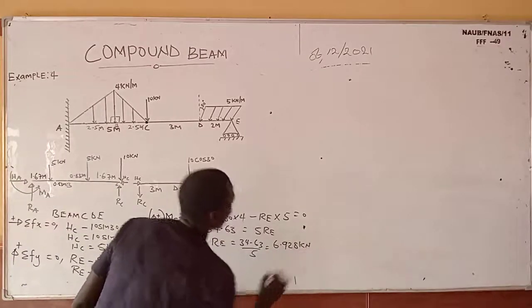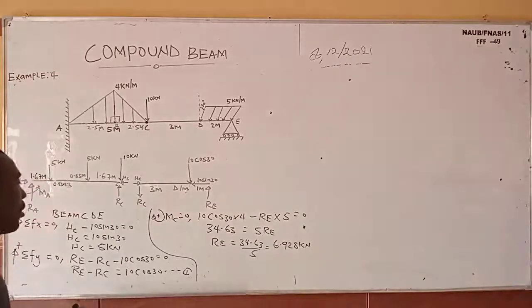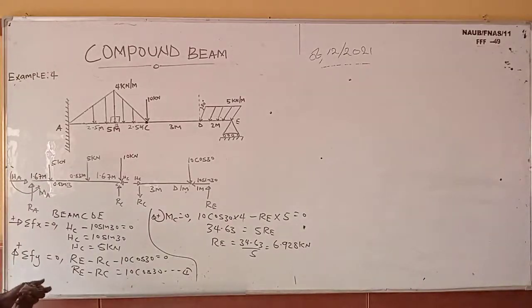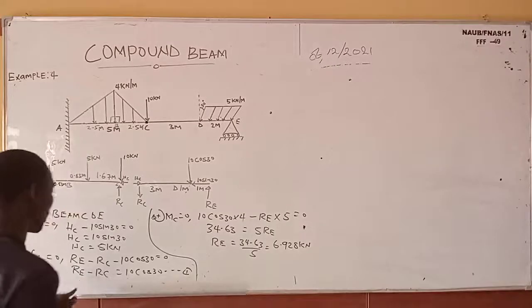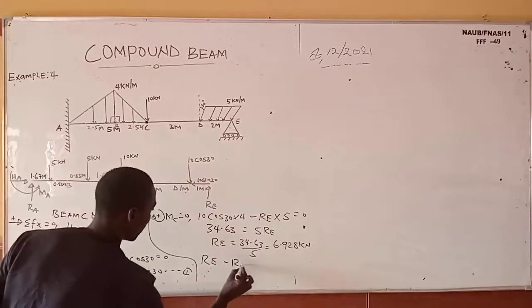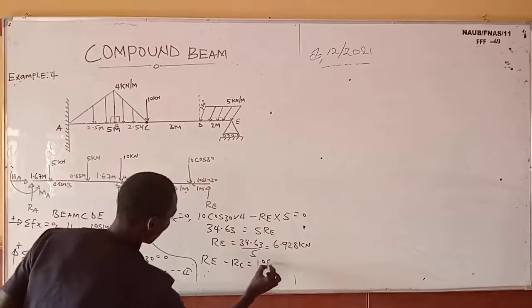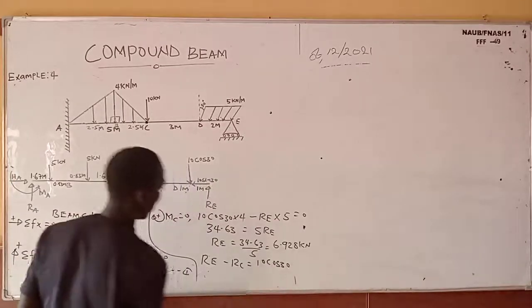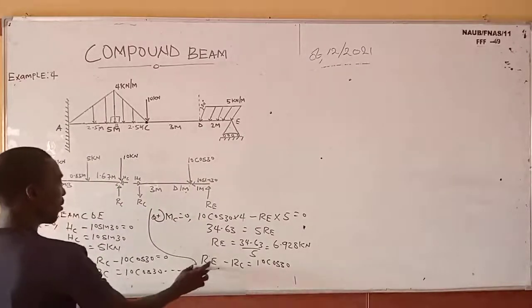6.928 kilonewton. You get that? Okay, so now that is ROE. Can we get any other thing there? Can we get ROC? Yes, we can get ROC. From this equation, we have ROE minus ROC equals 10 cos 30. So we've gotten our ROE.